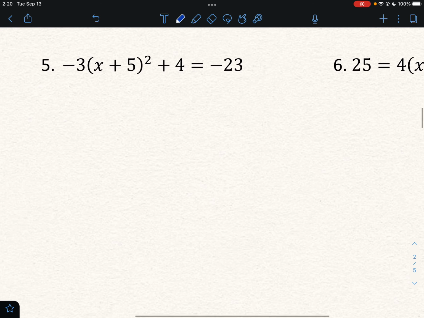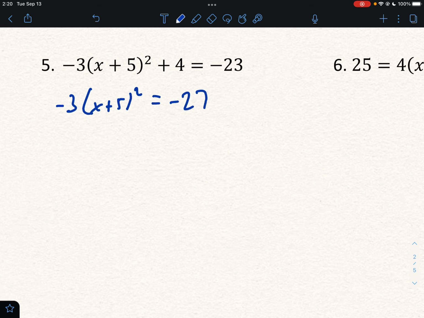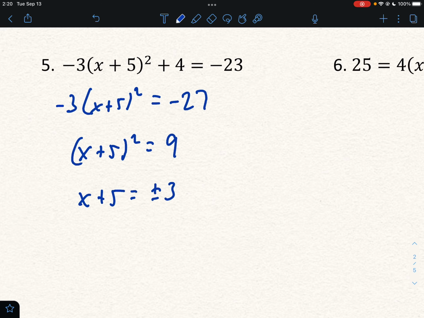Number 5, the squared is definitely not by itself here, so we're going to start by subtracting 4 from both sides, and then dividing both sides by -3. And again, we get a nice whole number root here. So x plus 5 equals plus or minus 3. By subtracting 5, we get -5 plus or minus 3.